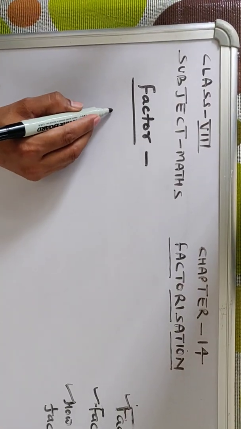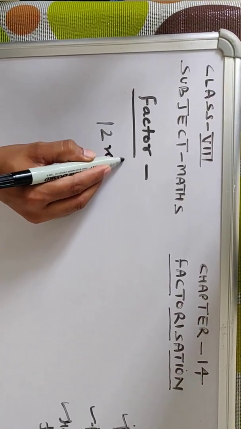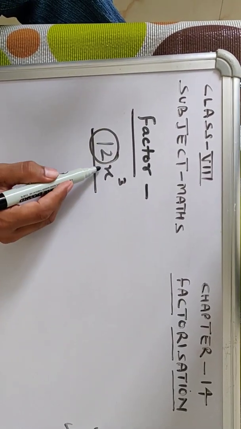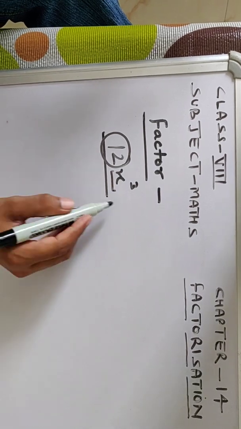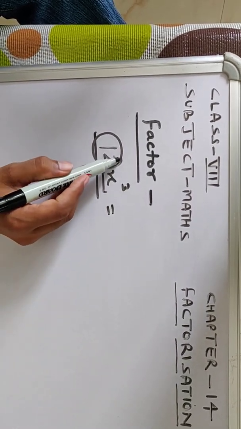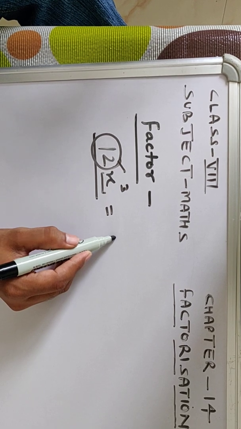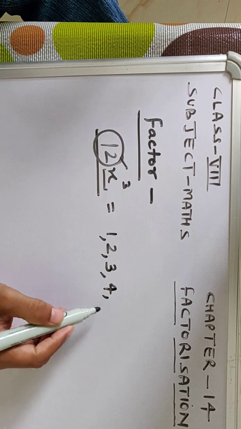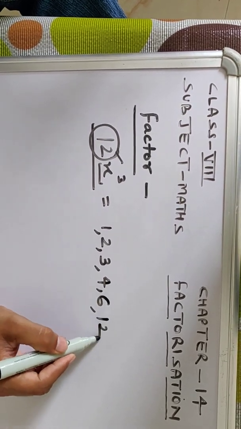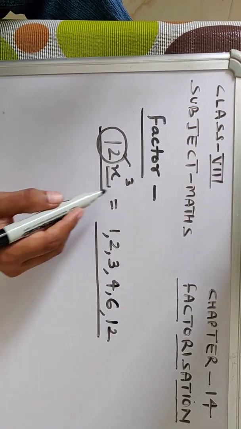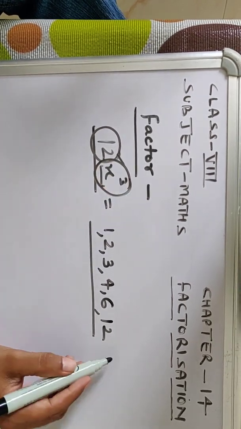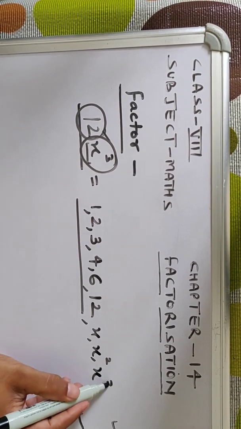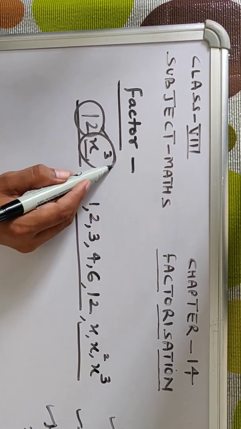Now see one more example, 12x cube. Here there are two things, one is the constant and the second is the variable. How to factorize it? First write the factors of 12. What are the factors of 12? 1, 2, 3, 4, 6 and 12. These are the factors of 12. And what are the factors of x cube? x, x square and x cube are the factors of x cube.